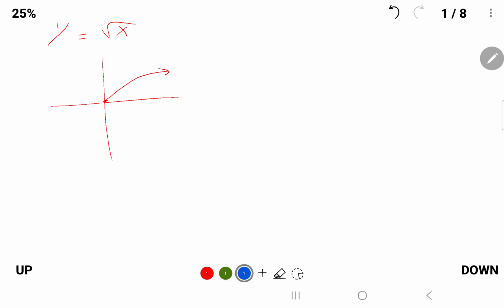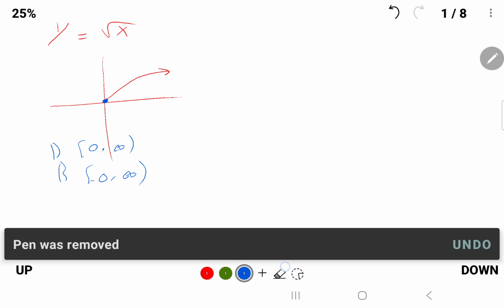So here the domain is equal to 0 to infinity, because here you start with 0, and also the range is 0 to infinity.